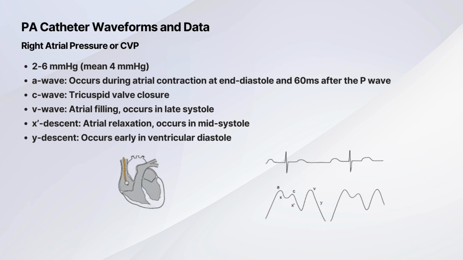A occurs during atrial contraction at the end of diastole and 60 milliseconds after the P wave. C, tricuspid valve closure. V, atrial filling occurs in late systole. X prime, atrial relaxation occurs in mid-systole. Y occurs early in ventricular diastole.